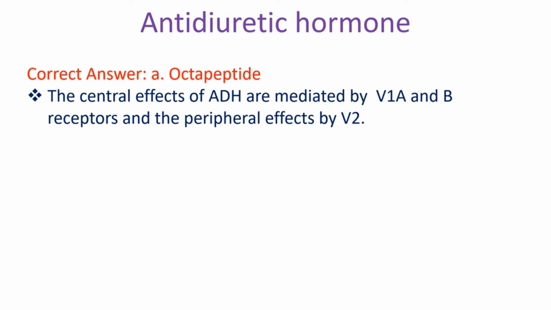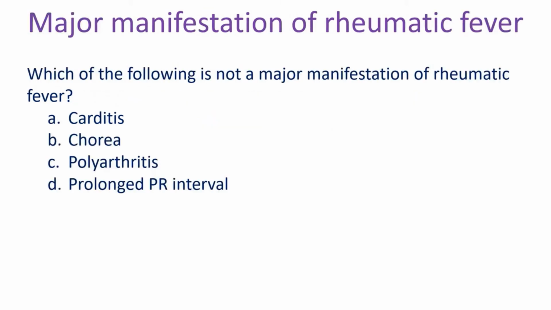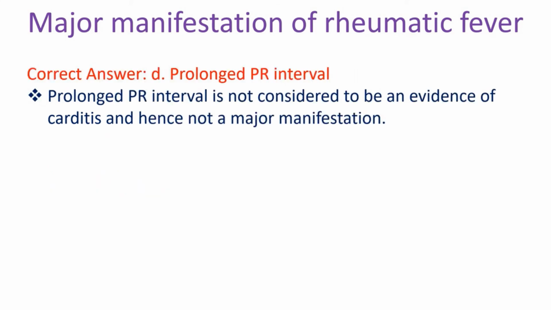Which of the following is not a major manifestation of rheumatic fever? A. Carditis, B. Chorea, C. Polyarthritis, D. Prolonged PR interval. Correct answer D. Prolonged PR interval. Prolonged PR interval is not considered to be an evidence of carditis and hence not a major manifestation.